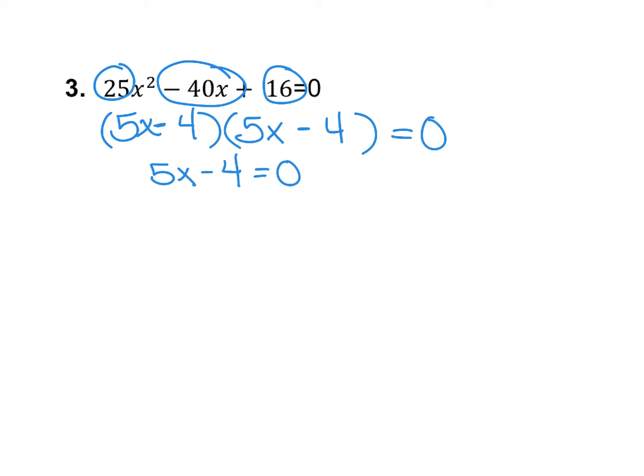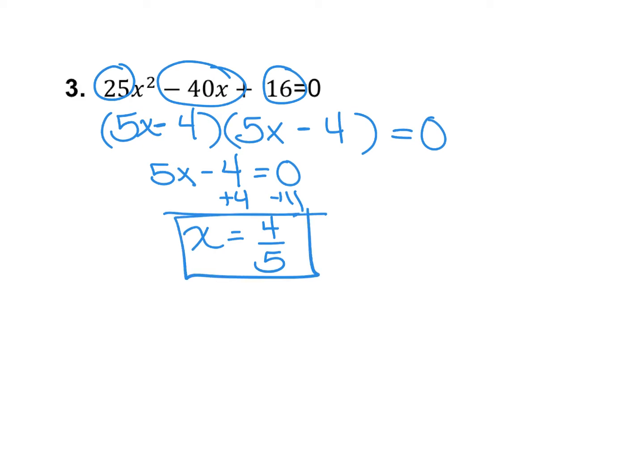And we're going to solve by adding the 4 and dividing by 5. So x is going to be equal to positive 4 over 5. And there's just one answer, so we're just going to put that in as just 4 over 5. We don't have to say it twice.